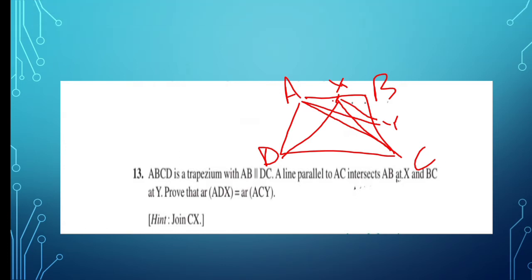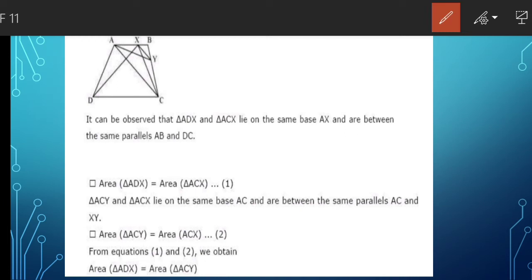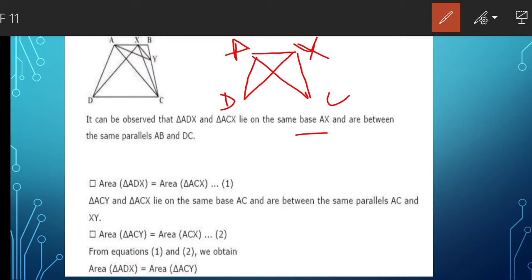So the diagram is something like this, and if we draw it without being freehand, the diagram is this. It can be observed that ADX and ACX lie on the same base AX. So the triangles that we are going to consider are AX, D and C. So ACX and ADX lie on the same base AX and between the same lines, AB parallel to DC. Since it is a trapezium, AB is parallel to DC, it is already given, so these two areas are equal.